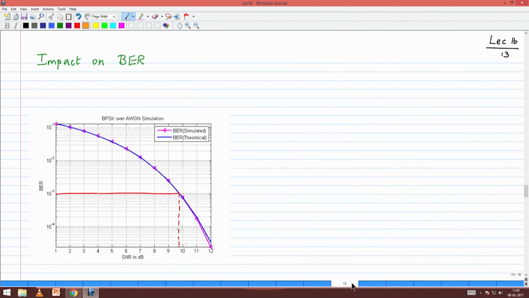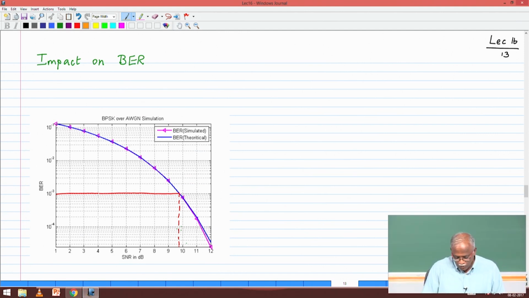Okay, now comes a very, very important part of the lecture. I hope this graph is very familiar to all of you. Computer assignment number 1, you drew the theoretical graph. BER is Q function of square root of 2Eb by N0. Correct? Okay.